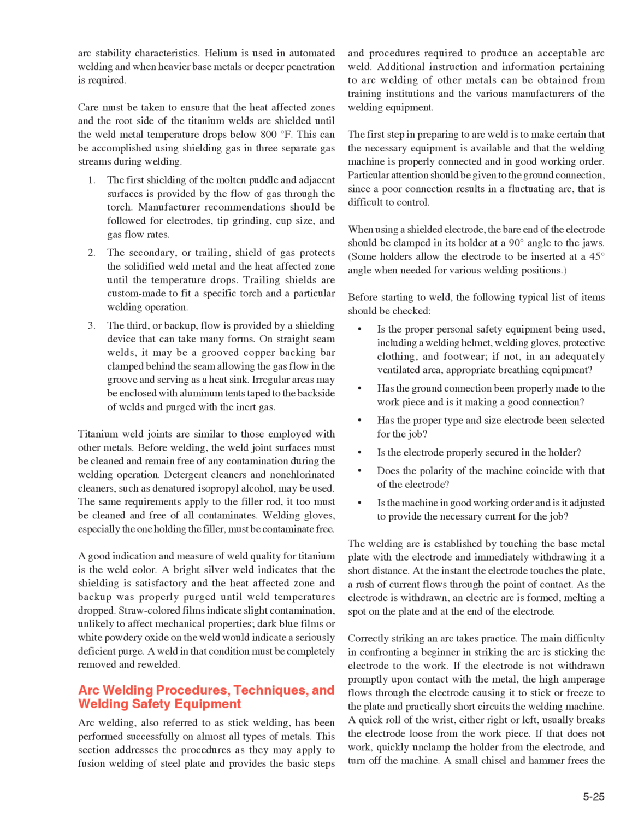Before starting to weld, the following typical list of items should be checked. Is the proper personal safety equipment being used, including a welding helmet, welding gloves, protective clothing, and footwear? If not, in an adequately ventilated area, appropriate breathing equipment. Has the ground connection been properly made to the workpiece and is it making a good connection? Has the proper type and size electrode been selected for the job? Is the electrode properly secured in the holder? Does the polarity of the machine coincide with that of the electrode? Is the machine in good working order and is it adjusted to provide the necessary current for the job?